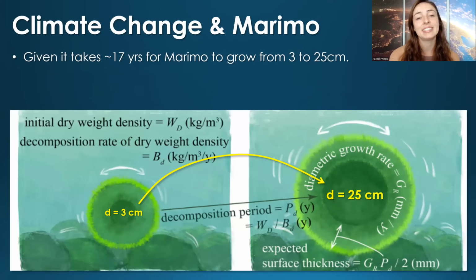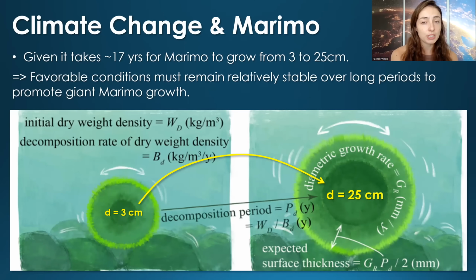Given the fact that it takes nearly 17 years for Marimo to grow from 3 to 25 centimeters in diameter, as measured from studying those in Lake Akan, favorable conditions for the colonies and their individuals must remain relatively stable over very long periods of time to promote giant Marimo growth.